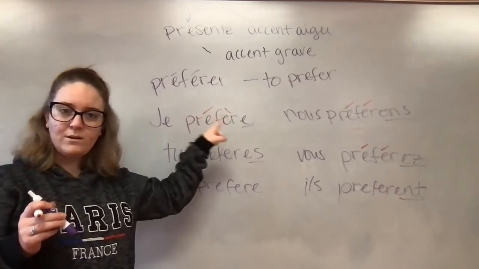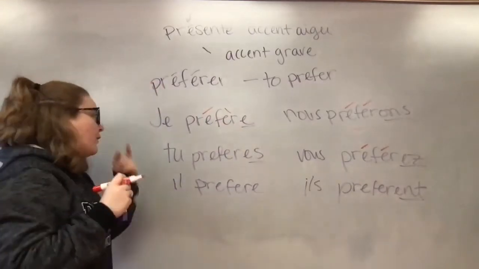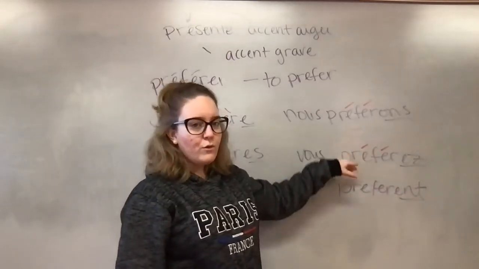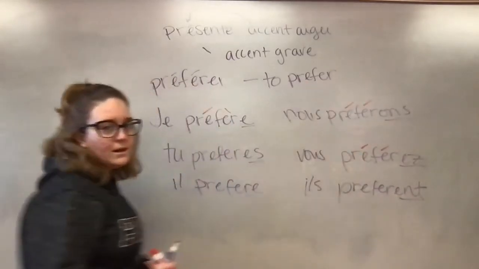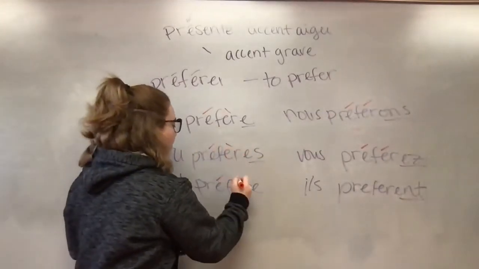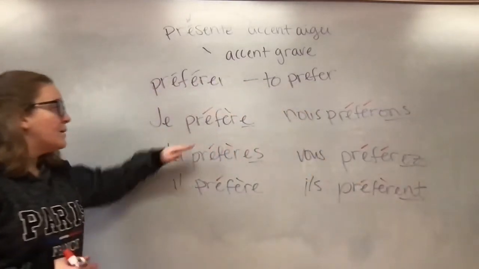Okay, so we might talk about it like a little house, like the peak of a little house. We don't have that in the nous and the vous form, where the accent is pointing upwards. But in the je, tu, il, and ils forms, we have them like a little house: one pointing up, one pointing down.